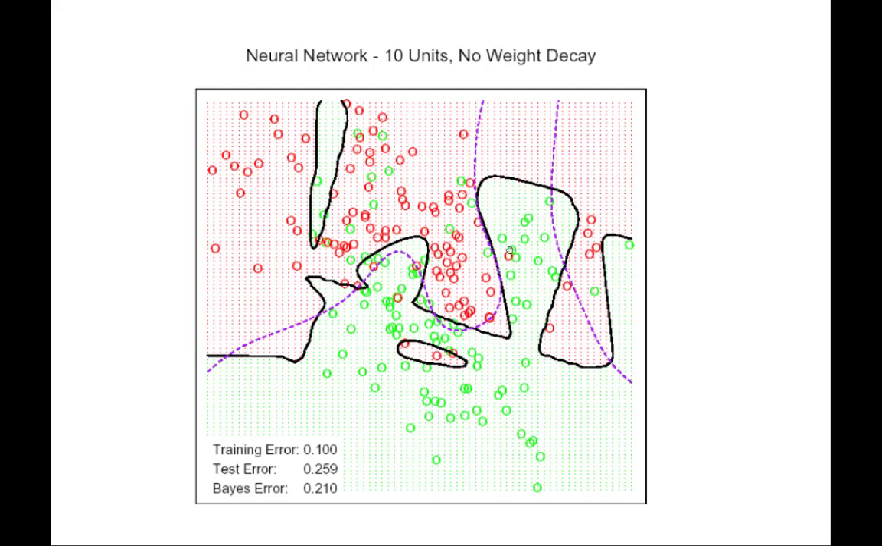So you see this here quite expressed. Here, for example, are data points which are labeled with red but they're in the green region, and here green data points in the red region.